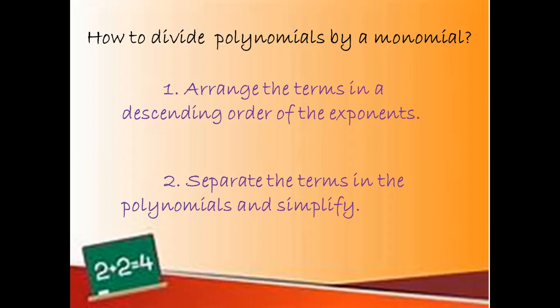Term 1 divided by the divisor. Term 2 divided by the divisor. Term 3 divided by the divisor. All right? So that means we will do it separately. All right? So these are the steps. Exponents or the power in descending order. After that, we can separate the terms and divide individually. All right? So we will take that into some examples.